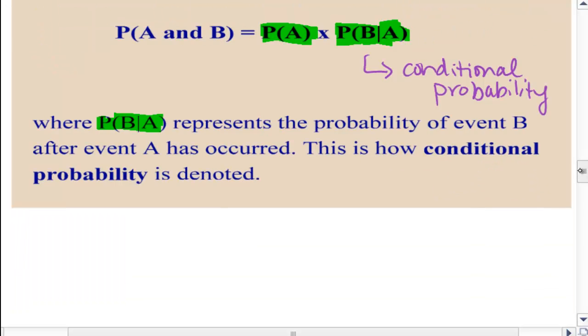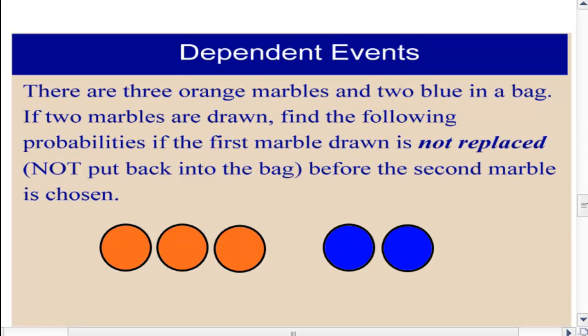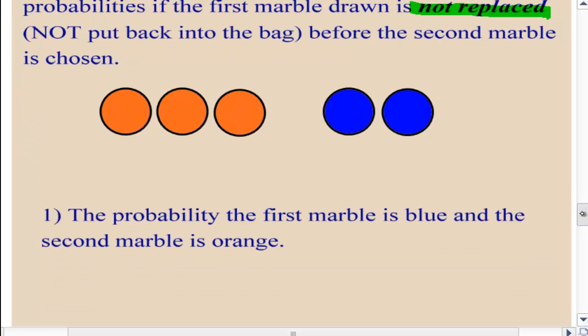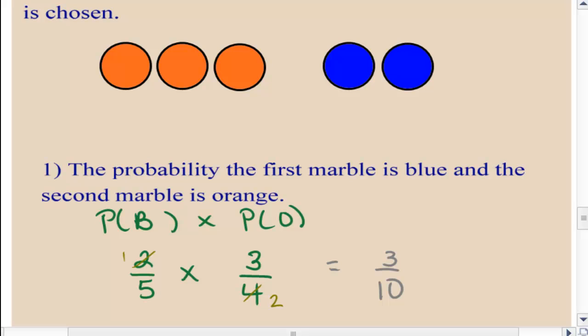Let's look at some examples. So we have the same example. Again, we're being told that the first marble is not replaced, so that changes what's available when you go to draw that second marble. Find the probability the first marble is blue and the second marble is orange. So why don't you try that? You may have realized I had you think through and solve for yourself the exact same problem we did before, so hopefully this came to you pretty easily.